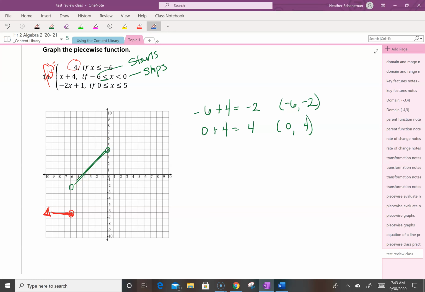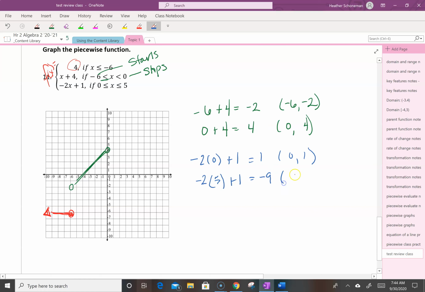Same thing for the next line. It starts at 0, so I'm going to do -2 times 0 plus 1, which is 1. So I plugged in 0 and I got 1. It ends at 5, so I'm going to have -2 times 5 plus 1. So that's -10 plus 1, which is -9. So I plugged in 5, I got -9. Now at 0 and at 5, they have less than or equal to, so it's closed circles. So 0, 1 here, closed circle. 5, negative 9 here, closed circle. Connect the dots. There's my graph.